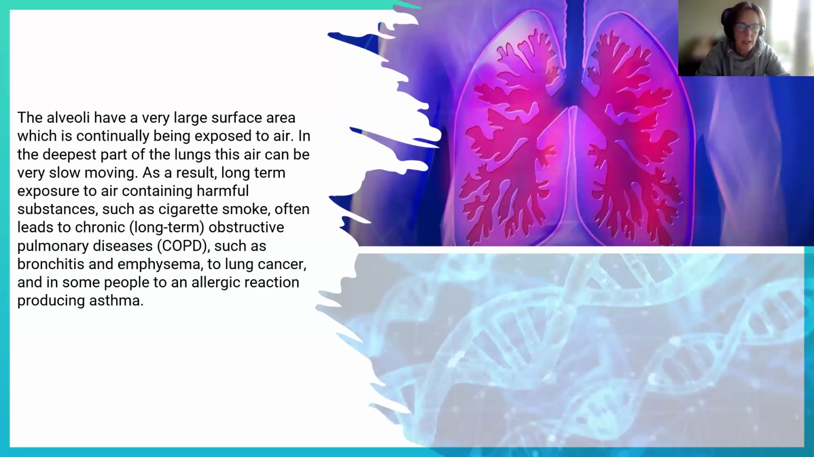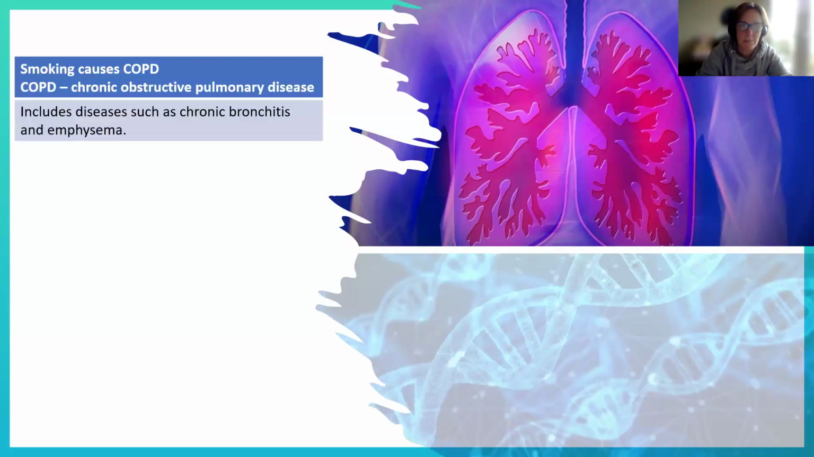So, as we've said, alveoli have got a very large surface area and they are continually being exposed to the air that we breathe in. They're in the deepest part of the lungs and this can be slow moving. So as a result, if you have long-term exposure to air containing harmful substances, for example, cigarette smoke, it often leads to chronic long-term obstructive pulmonary diseases. And this is what COPD is. It's chronic obstructive pulmonary disease. Examples include bronchitis and emphysema, and lung cancer is another problem. And you can also get allergic reactions producing asthma.